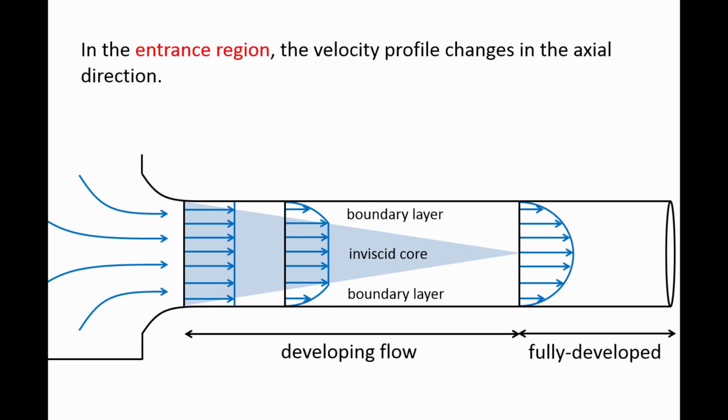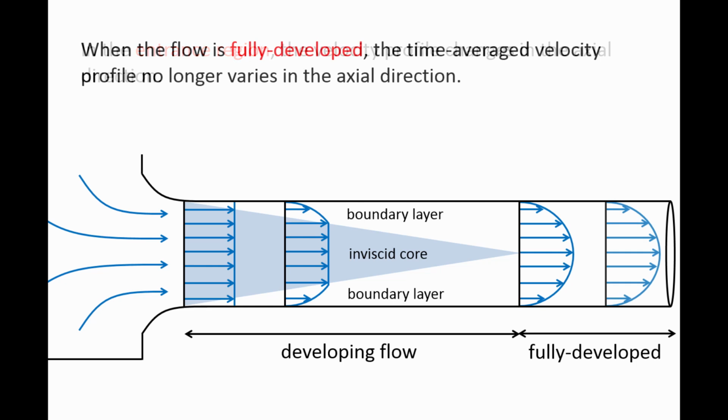In the image shown here, the profile is parabolic, which is characteristic of laminar flows. Once a flow is fully developed, the time average velocity profile does not change in the axial direction. The length of the developing region, also called the entrance length LE, is the distance required for a flow to become fully developed. The entrance length is a function of the pipe diameter d and the Reynolds number.